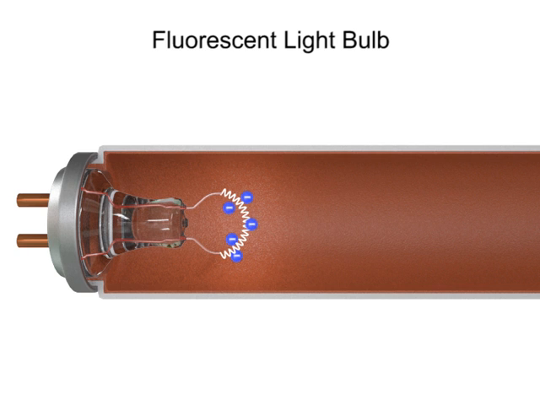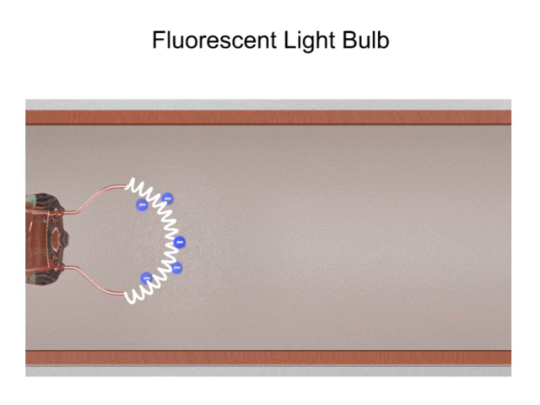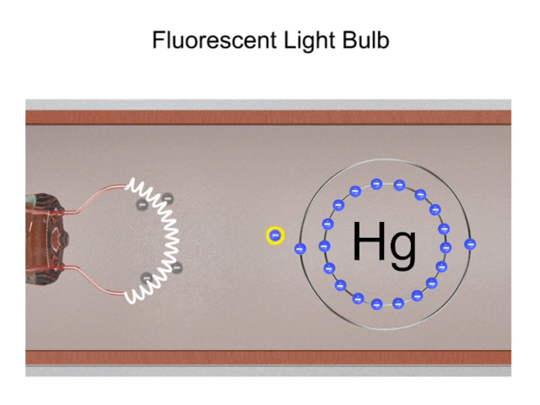An AC voltage pulse supplied by a starter pushes the electrons from one end of the tube to the other. If one of the free electrons collides with an electron of the mercury vapor, the electron is bumped from a lower to a higher energy level. The electron quickly returns to its lower energy state and in the process releases an ultraviolet photon.